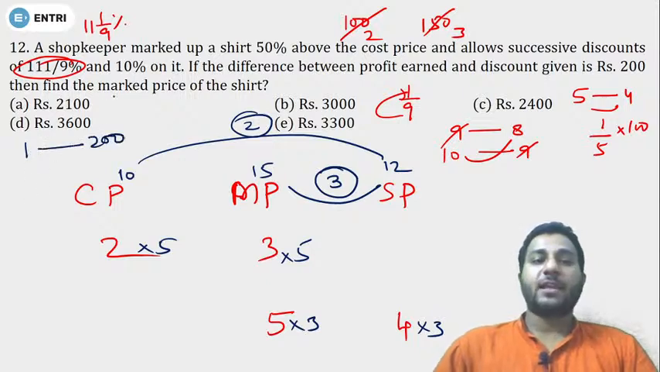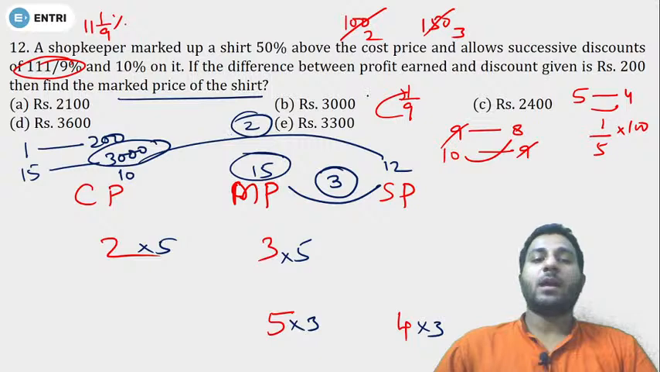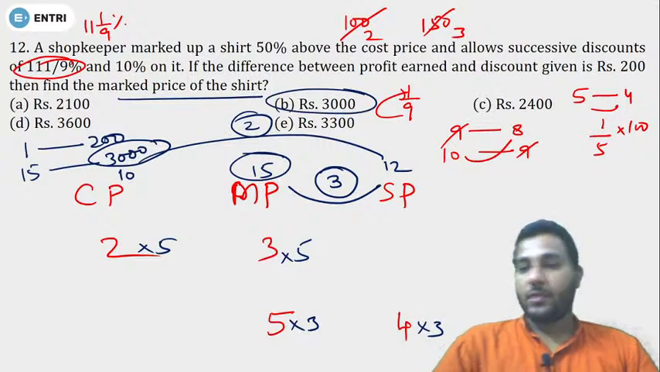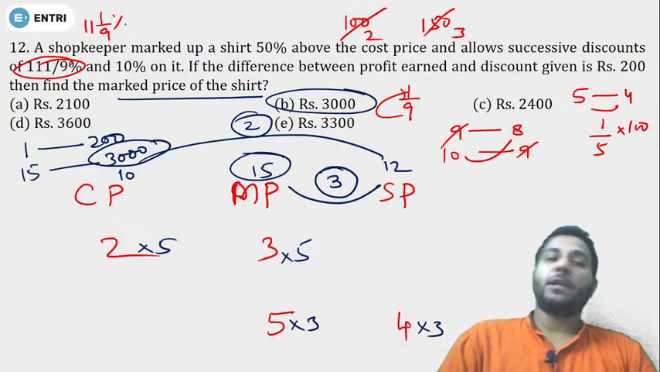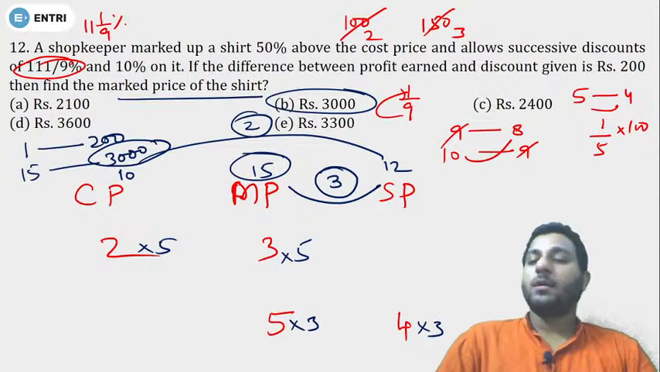Then they are asking about the mark price of the t-shirt. So mark price was 15. So clearly 3000 was the mark price. Okay, so option B is the correct one. Got it? So that's how you are going to solve the particular question with the ratio method.